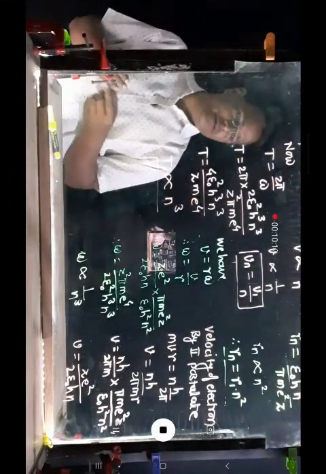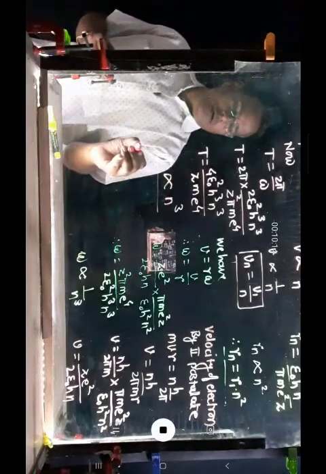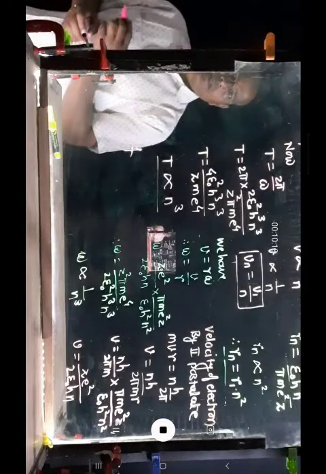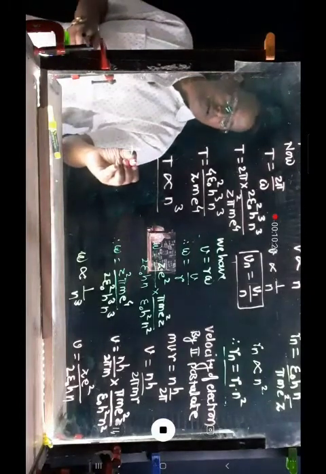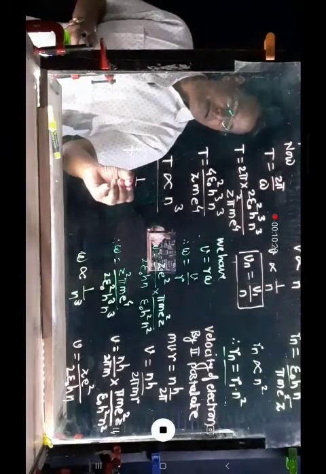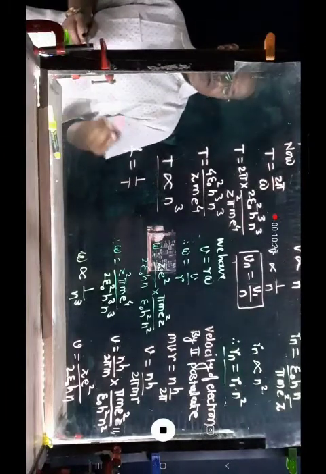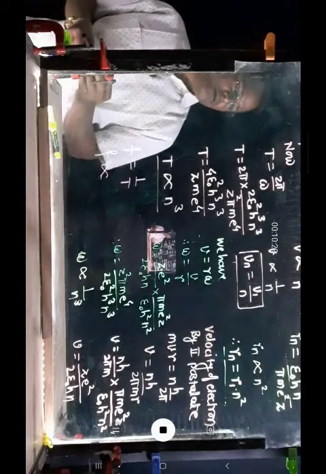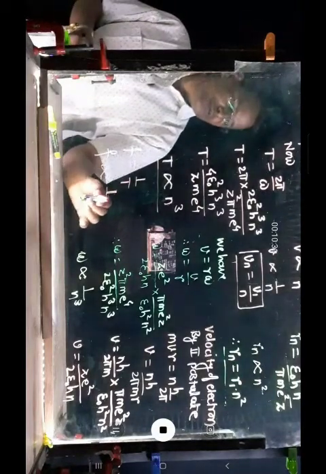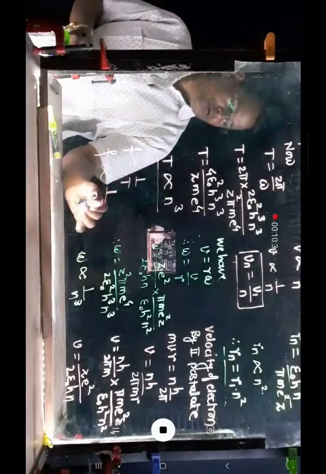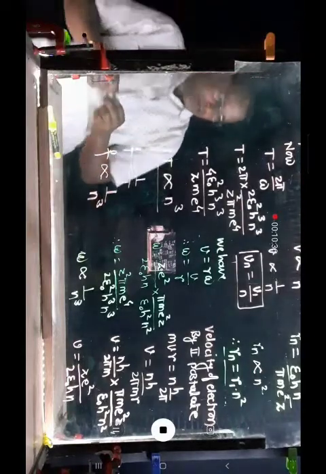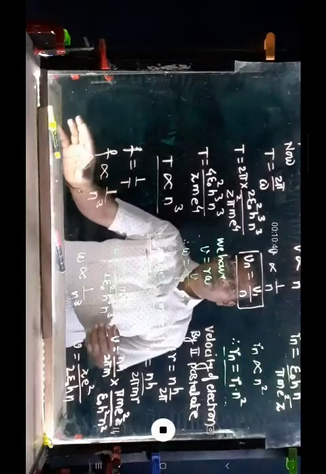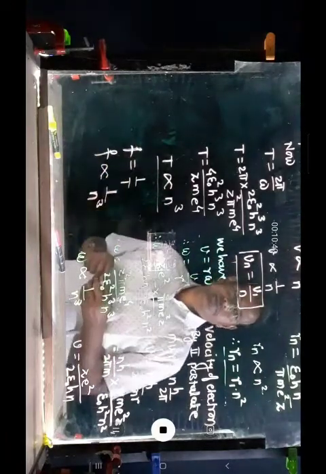And finally, the frequency of revolution is equal to 1 by capital T. So this frequency can be written as inversely proportional to the cube of the principal quantum number. So here it is, the frequency of revolution.